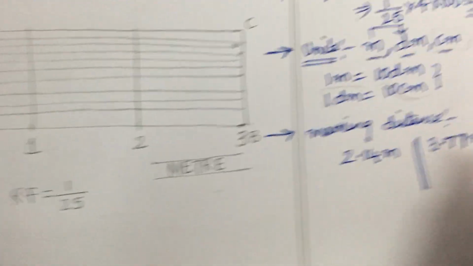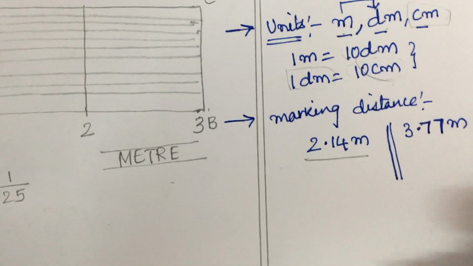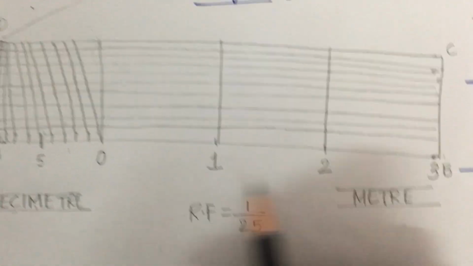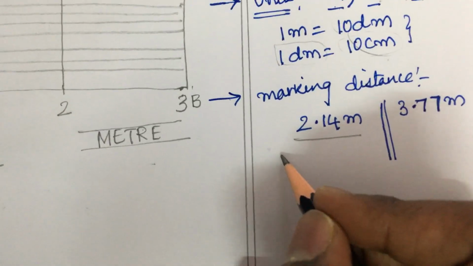Now, let us look at the marking distance. How to work out 2.14 meter? I do not have 2.14 meter directly here. As I know the conversions, accordingly I can work out.